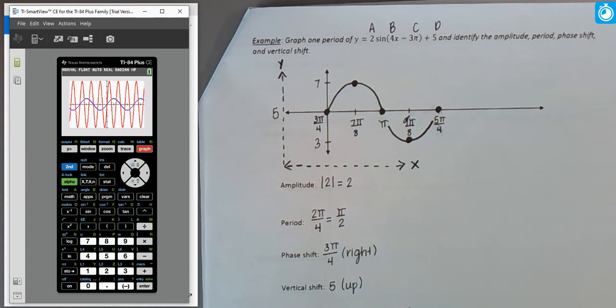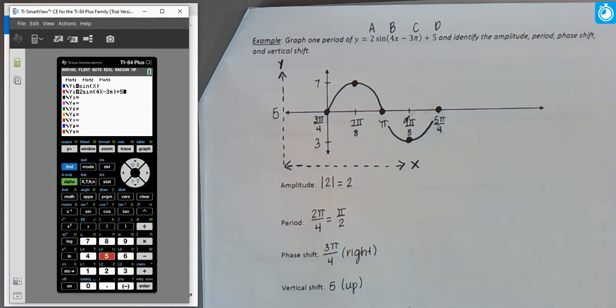Now let's see what this one looks like if we graph it. So let's go back in here. We still have our sine, so let's clear that out. Let's see what this one's going to look like. So 2 times the sine of 4x minus 3 pi. Make sure you close your parentheses after the 3 pi. And then to that we're adding on 5. So let's see what that looks like.